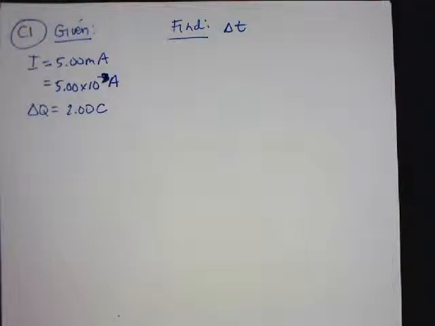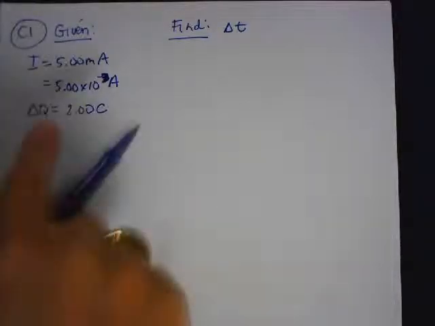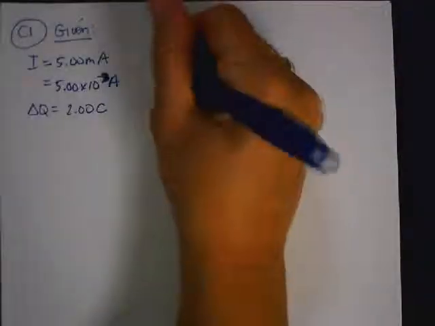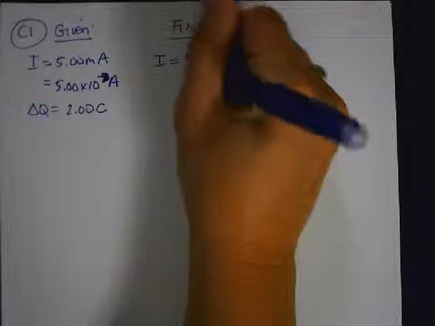coulombs. Remember yesterday when we were talking about the charge of an electron, negative 1.6 times 10 to the negative 19? Well, an electron is a point charge. So you would use lowercase q, and if it's an area, you use capital Q. And that's it. So I is equal to delta Q over T.